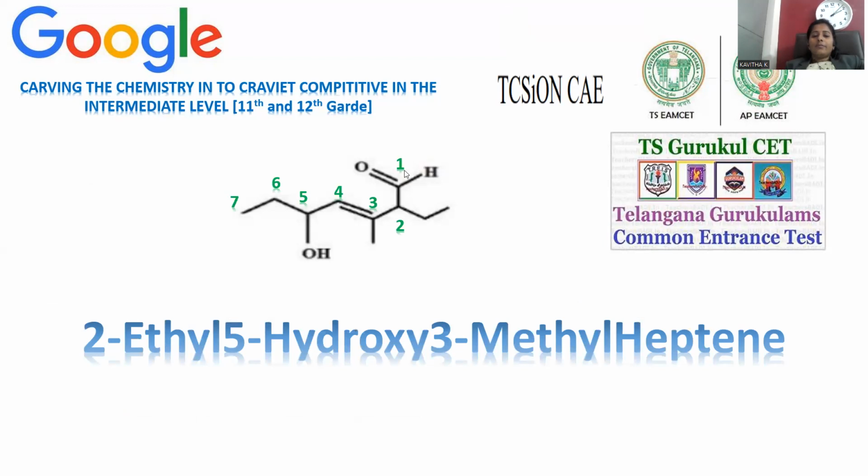Okay, first of all, let me put numbering over there. 1, 2, 3, 4, 5, 6, 7. And identify what functional groups are there and on which carbon atom. On second carbon, ethyl is there. Third carbon, methyl is there. Third carbon, double bond is there. Fifth carbon, OH is there.